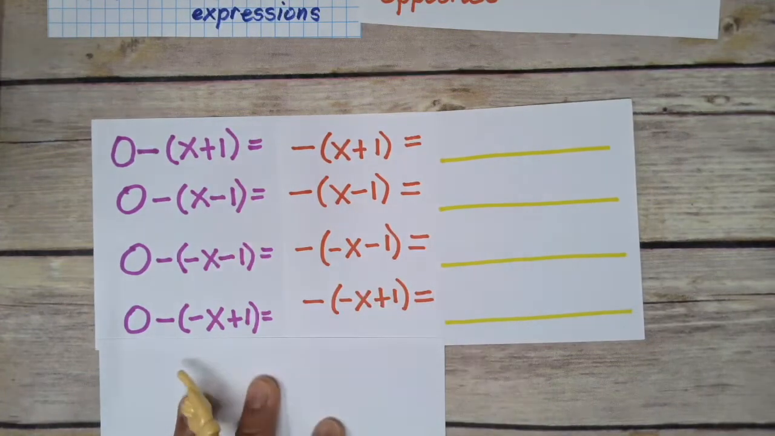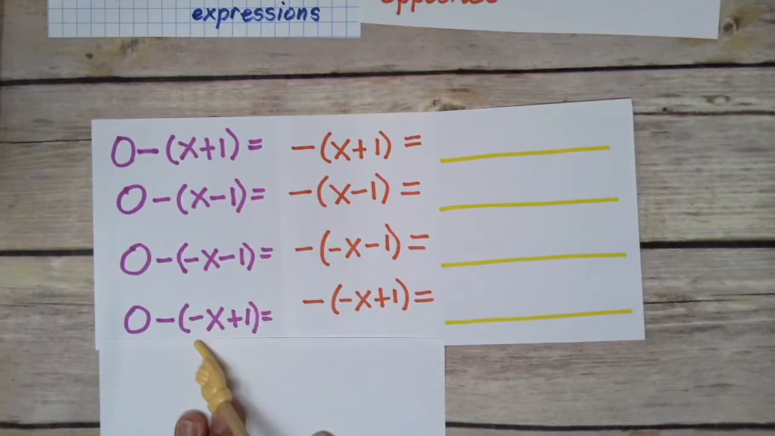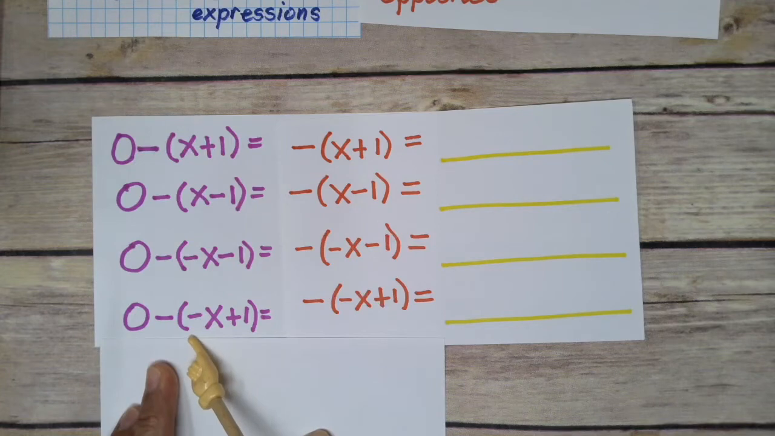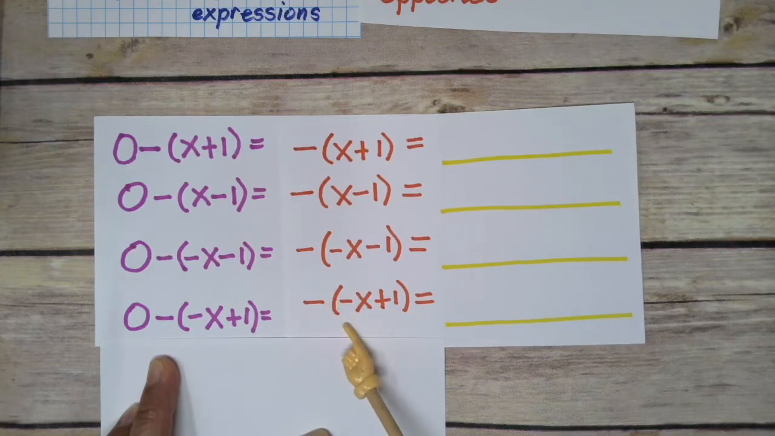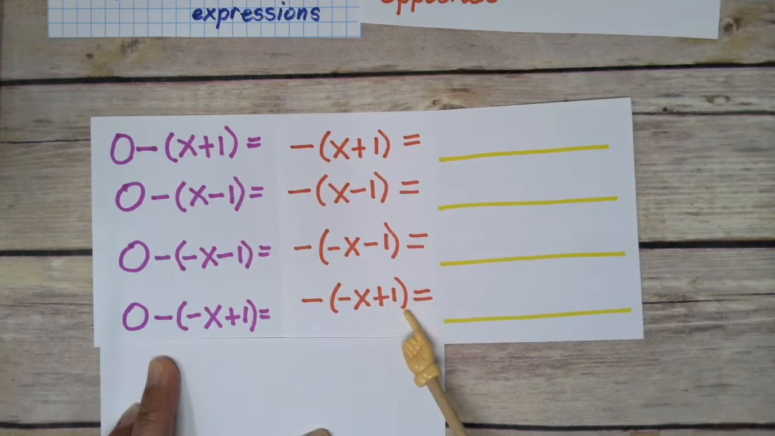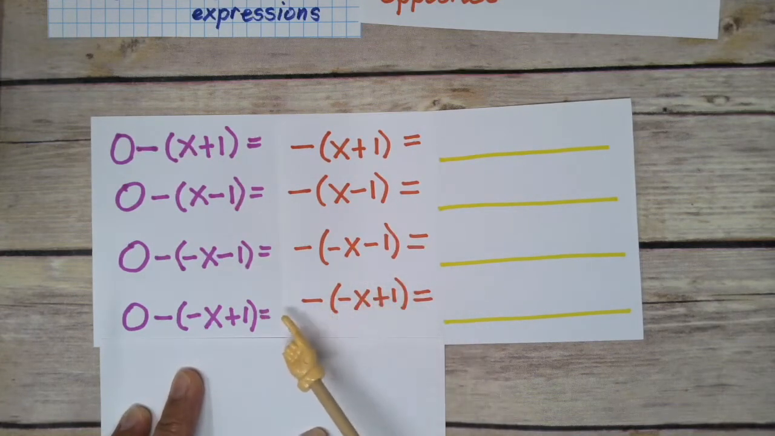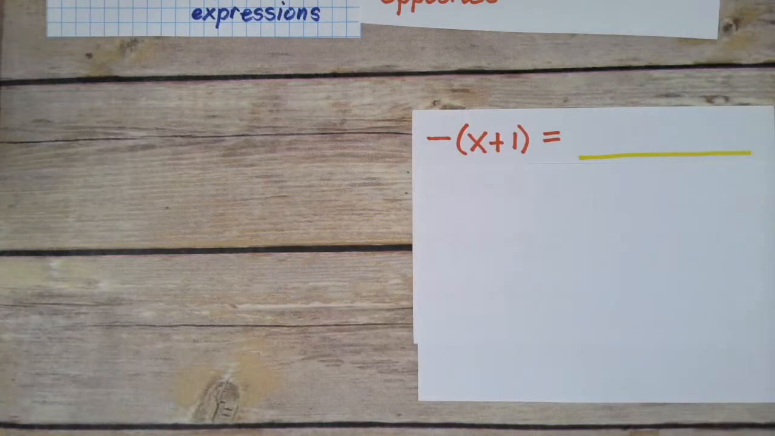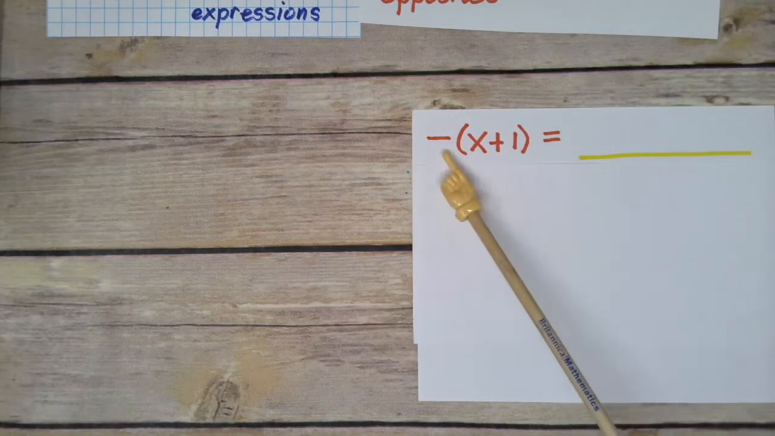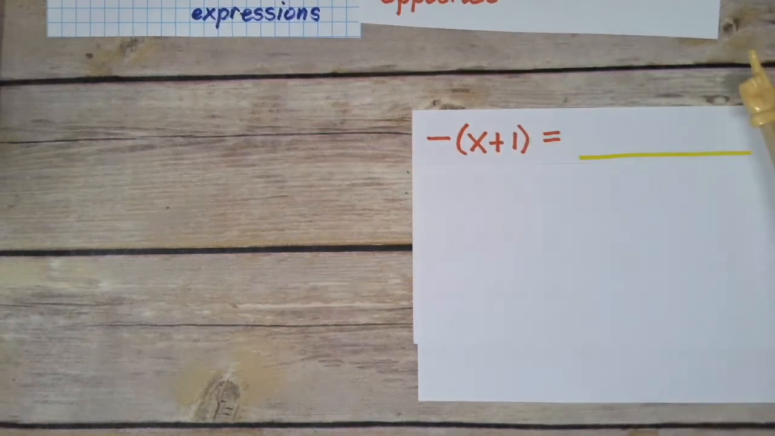And lastly, we have 0 minus the sum of negative x and 1. Our subtrahend here is quantity negative x plus 1, and the opposite of quantity negative x plus 1 is simply negative quantity negative x plus 1. With so many terms in our expression, it's always good that we write them down and see what we are talking about. We'll now use the algebra tiles to find out what the negative of x plus 1 looks like.